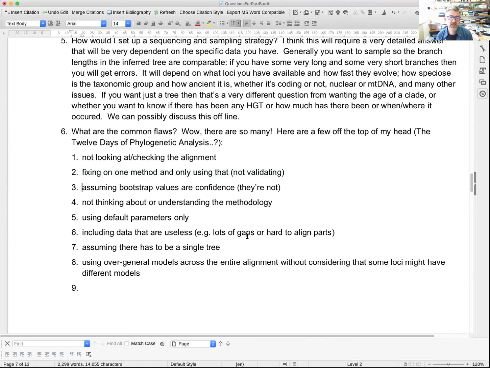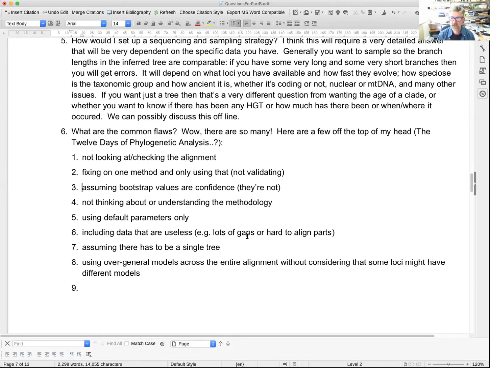Another one that I hate, common flaws, this is a list of bugbears, I guess, is assuming that bootstrap values are confidence intervals, and they're just not. What they are is measures of the robustness of the signal that you get when you're resampling the data. And that robustness, that bootstrap value, goes up when you have more data.